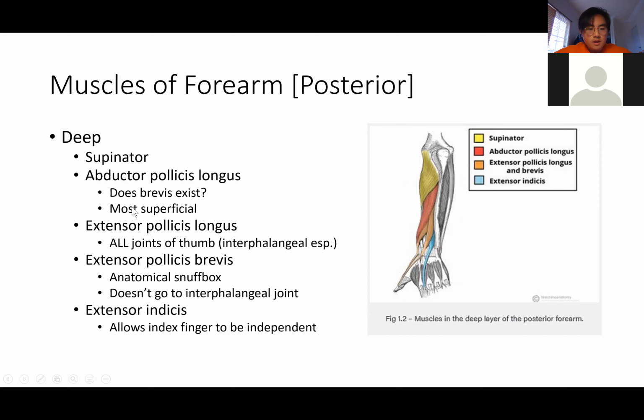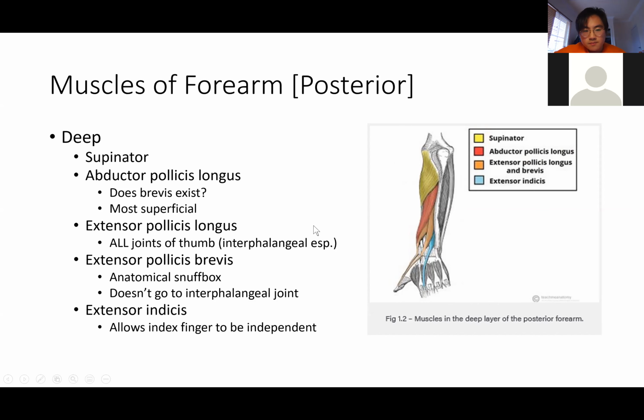And since it's the longus, does a brevis exist? Yes, it does. Extensor pollicis longus and brevis. Now, how do I keep track of the difference between those two? Well, longus will be bigger than the brevis, right? Just from the name. So just from the image, you can tell which one's going to be the longest, right? So this one looks a bit longer, so it's going to be the longest.